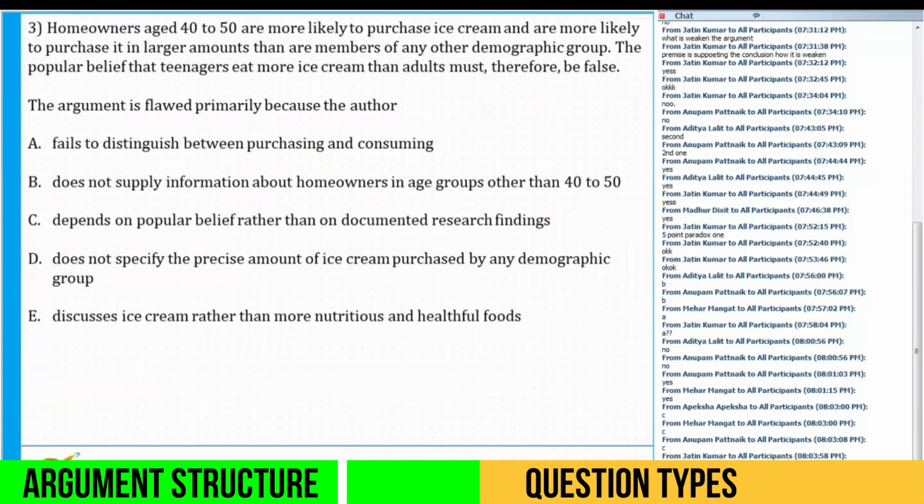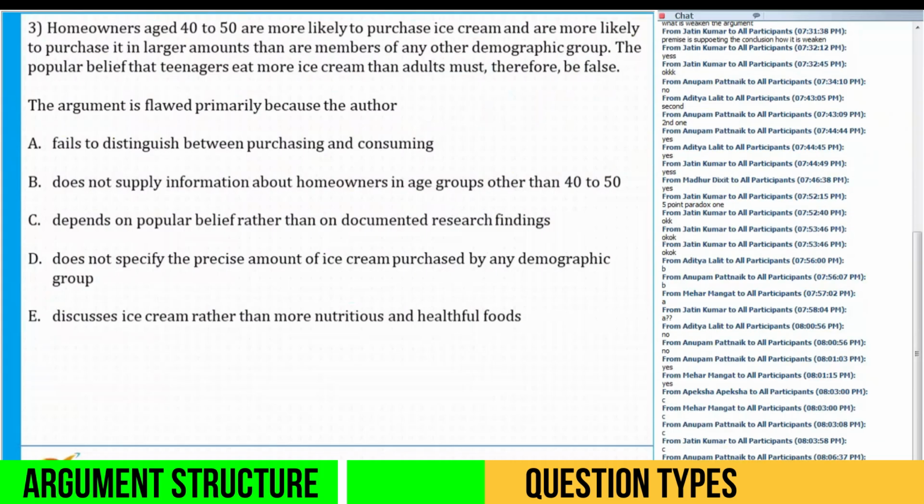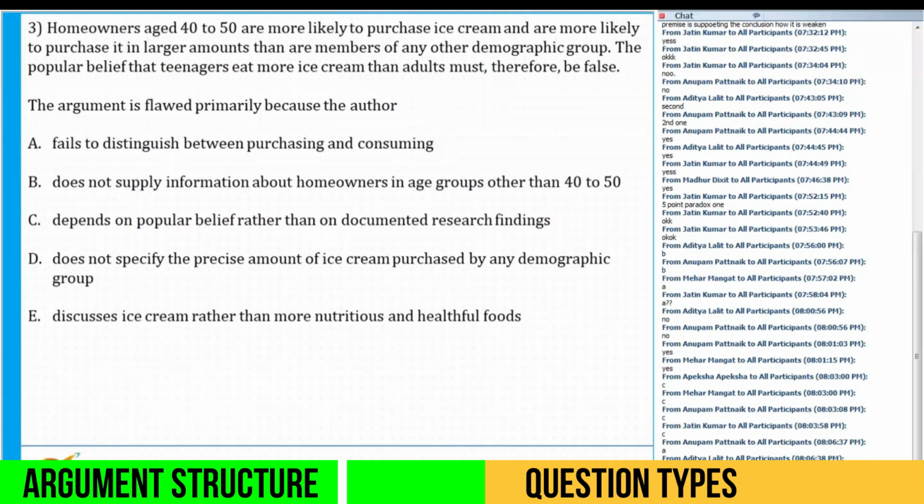Question number 3, he says, homeowners aged 40 to 50 are more likely to purchase ice cream and are more likely to purchase it in larger amounts than are members of any other demographic group. The popular belief that teenagers eat more ice cream than adults must therefore be false. So he's concluding that this belief is false. Why is he concluding this? Because the people who buy ice creams are in the age group of 40 to 50.